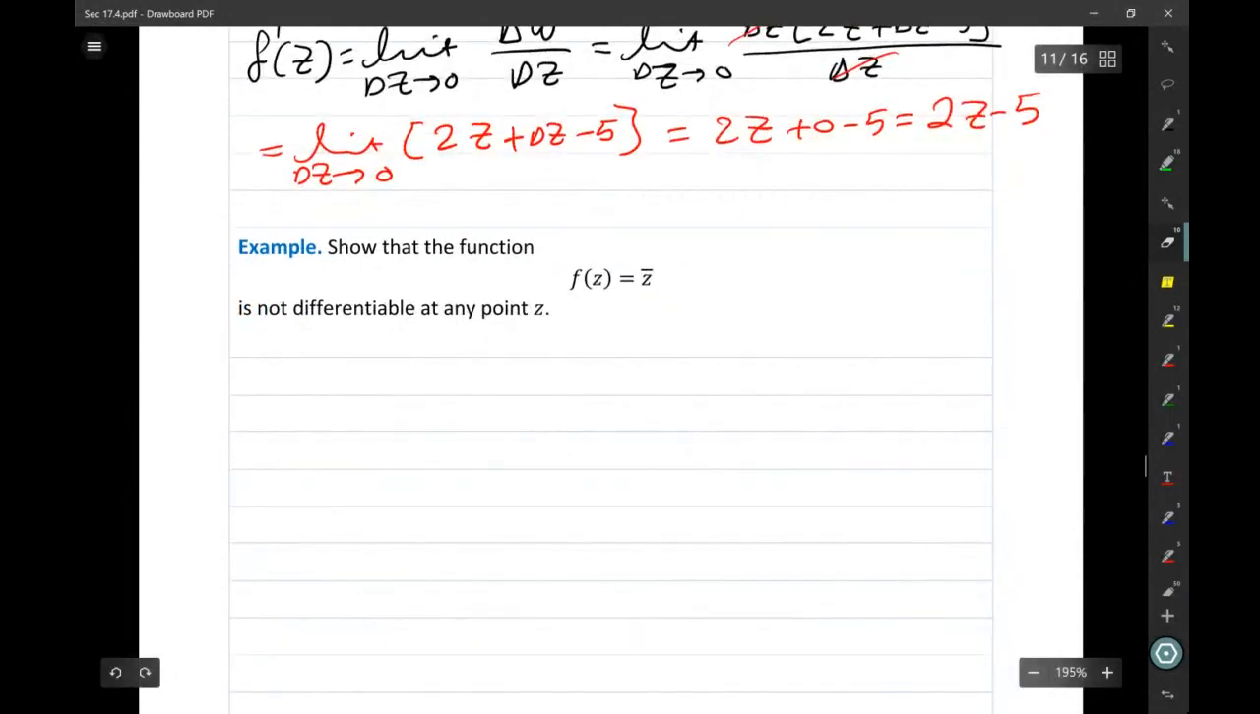And to show that the function f of z equal to z conjugate is not differentiable, this would take around 20 minutes to do.